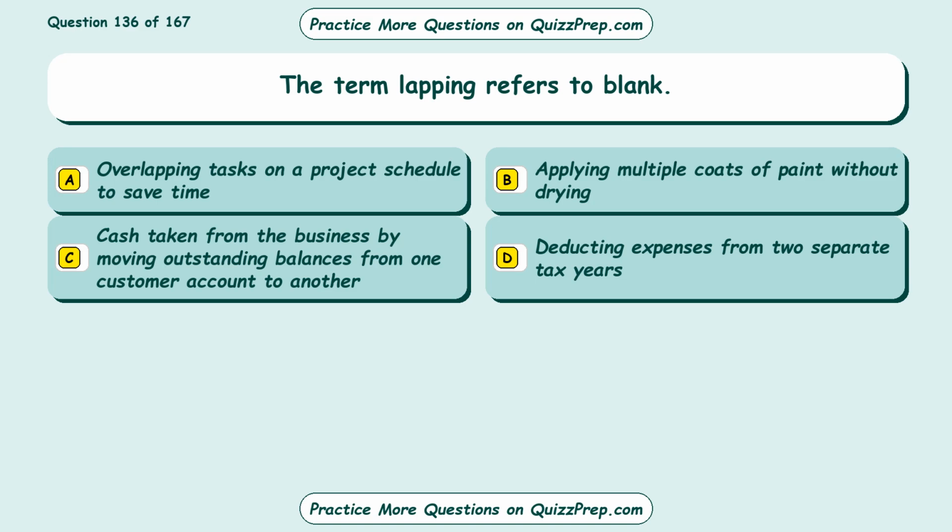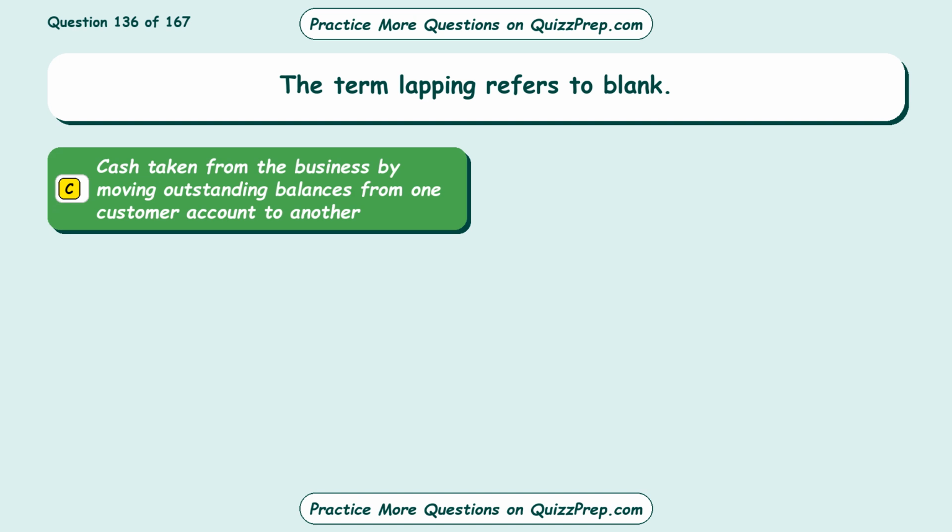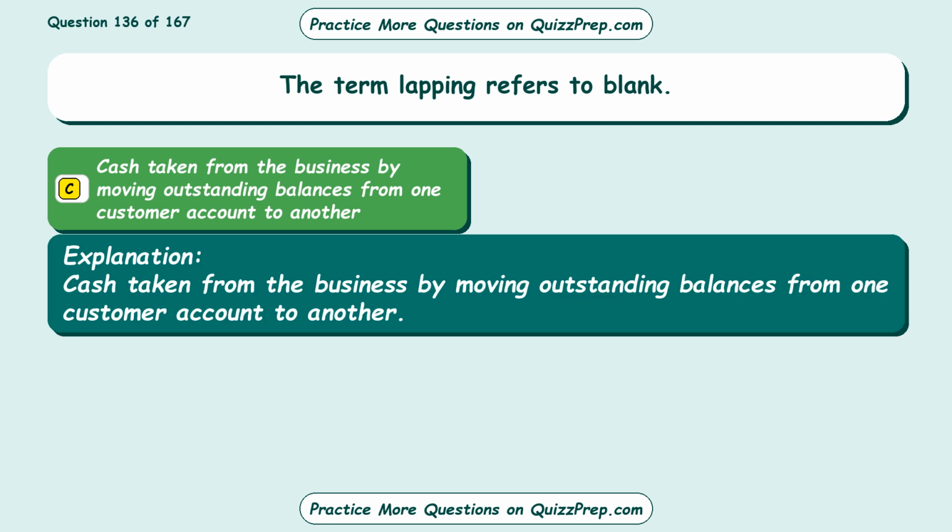Question 136. The term lapping refers to blank. Option A, overlapping tasks on a project schedule to save time. Option B, applying multiple coats of paint without drying. Option C, cash taken from the business by moving outstanding balances from one customer account to another. Option D, deducting expenses from 2 separate tax years. The correct answer is option C, cash taken from the business by moving outstanding balances from one customer account to another.